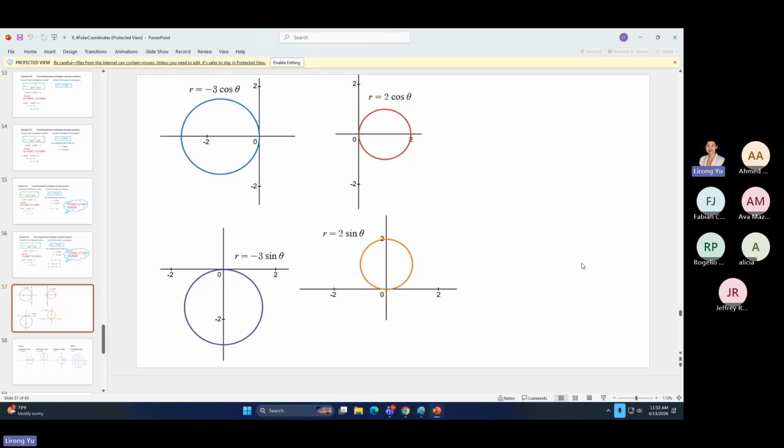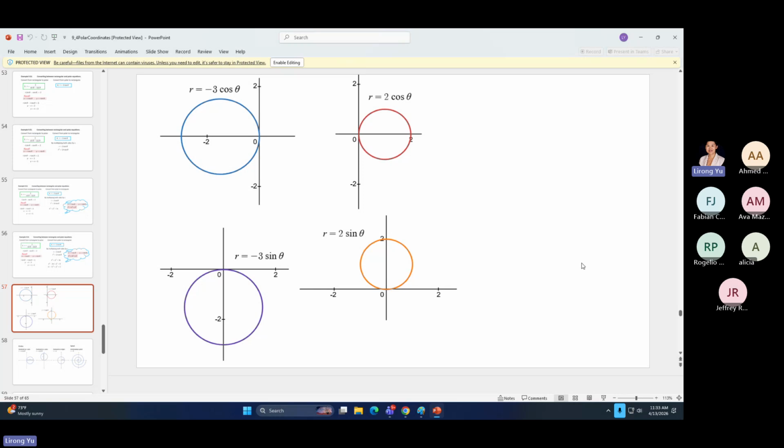If you have r equal to a number times sine theta, then it's a circle above or circle below, depending on whether it's sine or cosine. If the number is positive, it's above. If the number is negative, it's below. That's for sine theta. But for cosine, the number positive is on the right, the number negative is on the left.